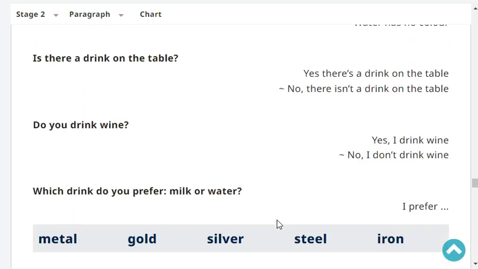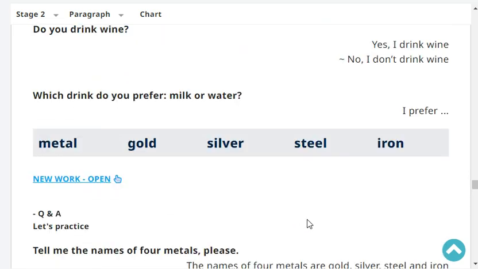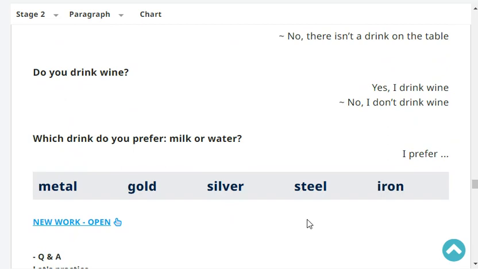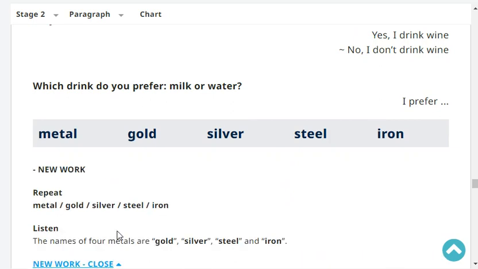Which drink do you prefer, milk or water? I prefer water to milk. Very good. One more. I prefer water to milk. Very good.